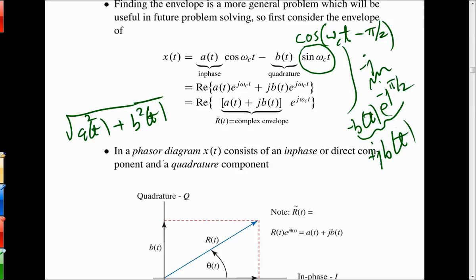When you learned the phasor addition formula, the a of t and the b of t were just constants. They weren't functions of time. But it works in any case. The idea is that we can factor out a common frequency. So here we have a common frequency, and then we have another common frequency sinusoid over there. So we get the envelope as being the square root of the sum of the squares of a of t and b of t.